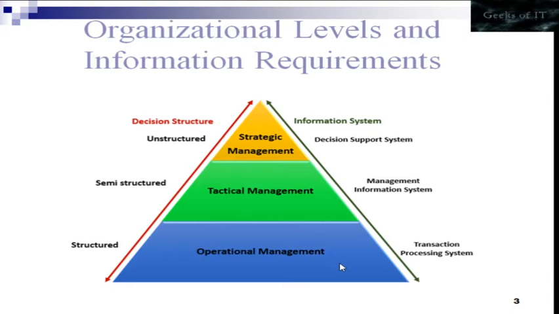Understanding the various levels of an organization is essential to understand the information required by the users who operate at their respective levels. The following diagram shows the different organizational levels. On one side of the diagram is the information system that is used at each level, and the other side shows the decision structure, the decisions made at each level of the organization.